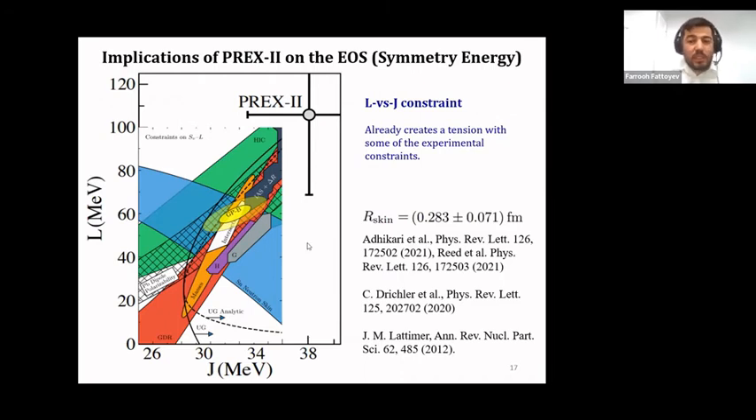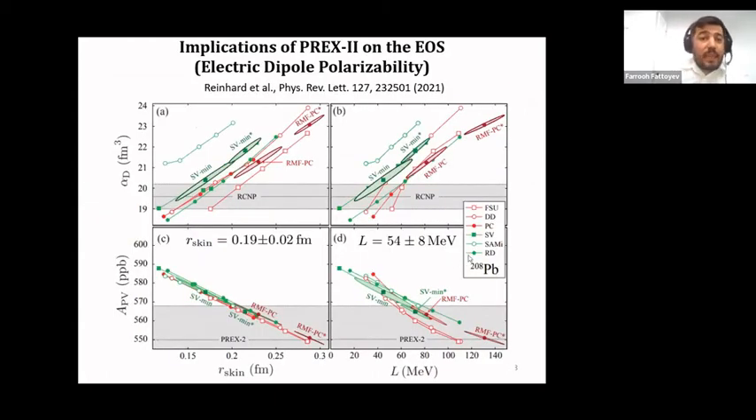So there is a strong tension between this PREX-2 result and other experimental results. Now, reference this Reinhardt et al. They immediately put the PREX data together with the electric dipole polarizability. And they found that the tension is very strong indeed, and the only overlapping region would tell that the slope of the symmetry energy is somewhere between 54 plus or minus 8 MeV, meaning that there is a very tiny region in which the PREX-2 experiment and the electric dipole polarizability experiment would agree.